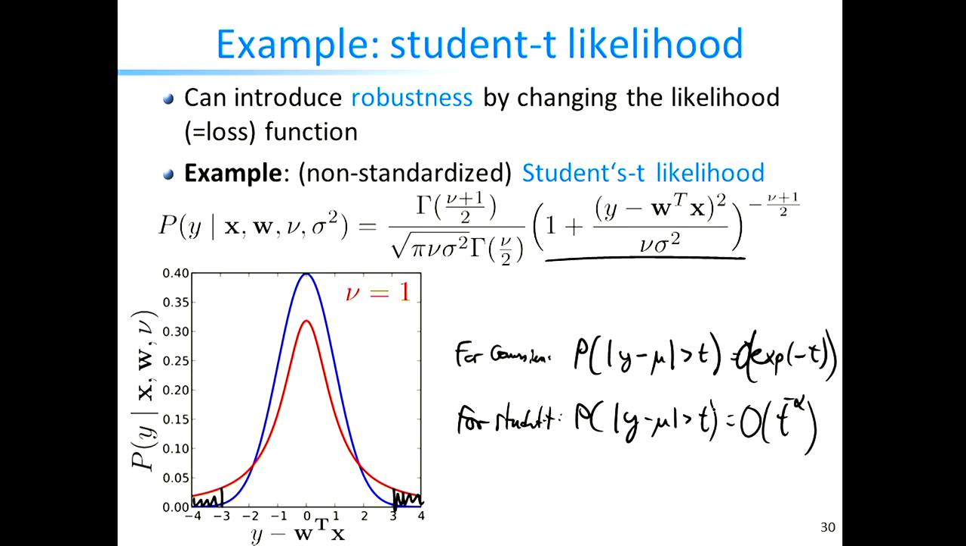Now, it turns out this likelihood function is not convex, whereas the square loss is convex. This is a non-convex loss function. But again, most of the time you're dealing with non-convex problems anyways. So usually it will work fine. Or there's a chance it will work fine. Okay?